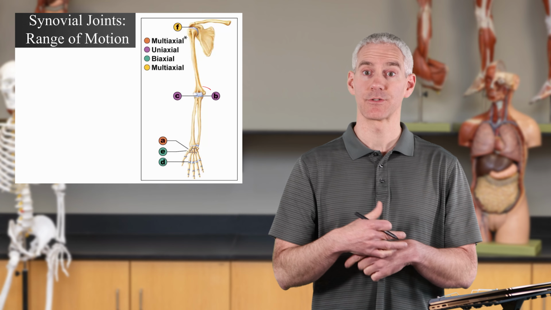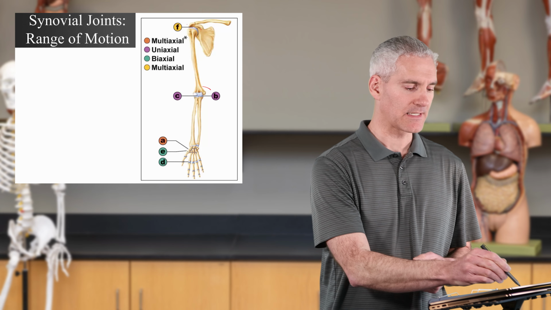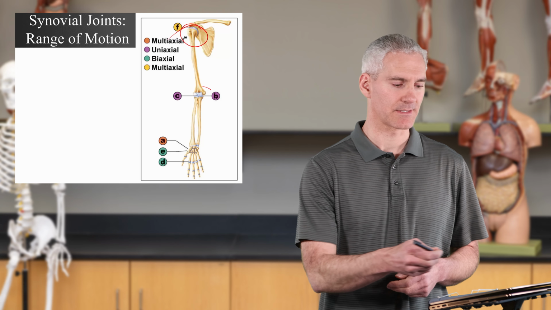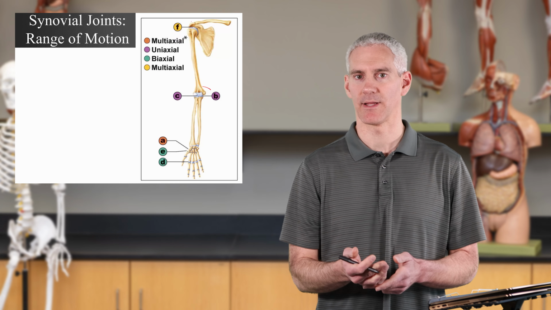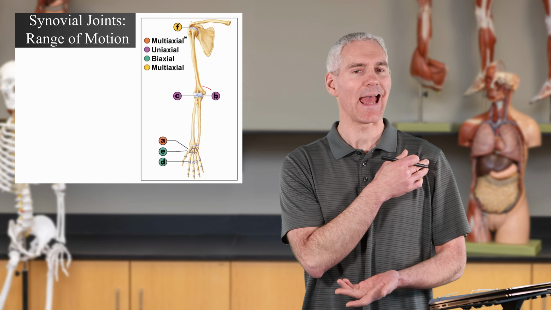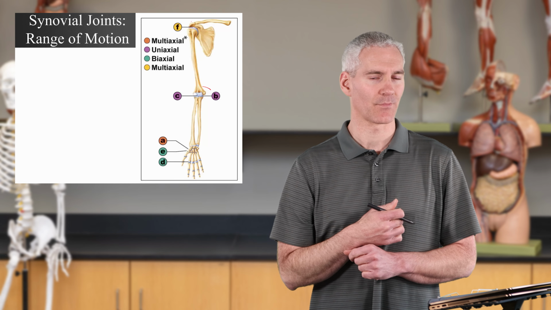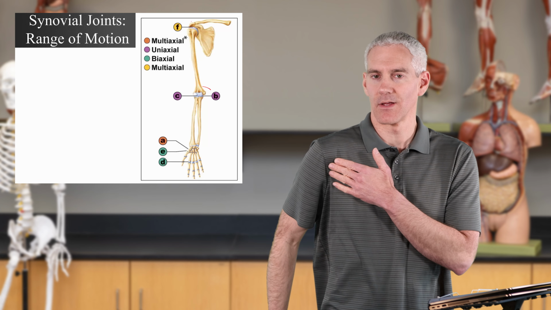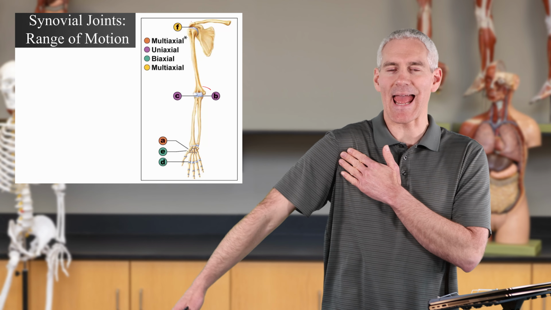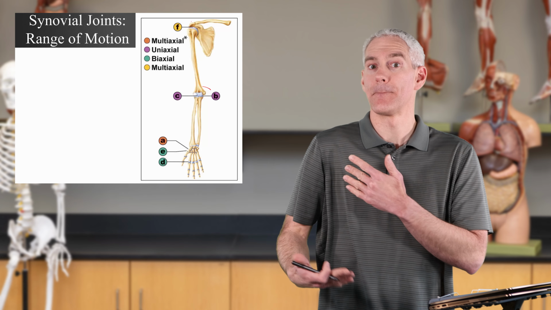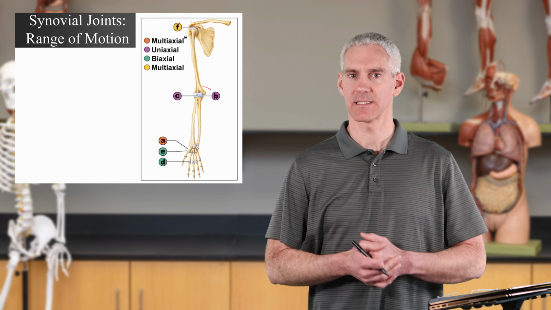And then the last one is the true multi-axial. That's up here, ball and socket. So it can move in three different planes. Multi-axial is three planes. Flexion, extension, abduction, adduction, as well as rotation. So if you look at the shoulder, flex, extend, abduct, adduct, and then rotation. So multi-axial for the ball and socket joints.